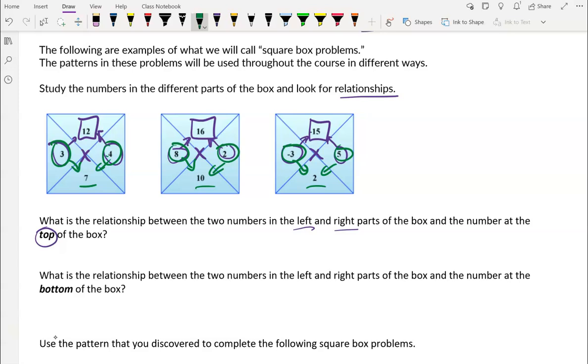All right, thanks for trying that. Now, hopefully you recognized that 3 plus 4 is 7, 8 plus 2 is 10, and perhaps from that you can assume that -3 plus 5 equals 2. So, the left and right numbers' relationship to the top number is the product of the numbers on the sides, and when you add the left and right numbers together, their sum is equal to the bottom number.